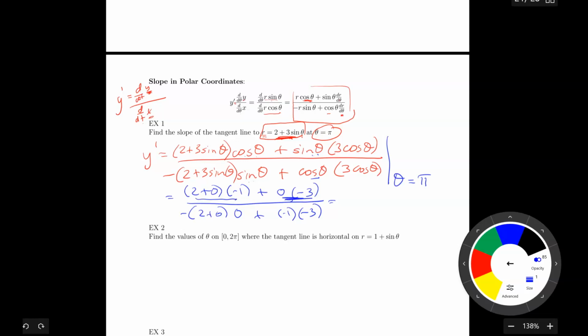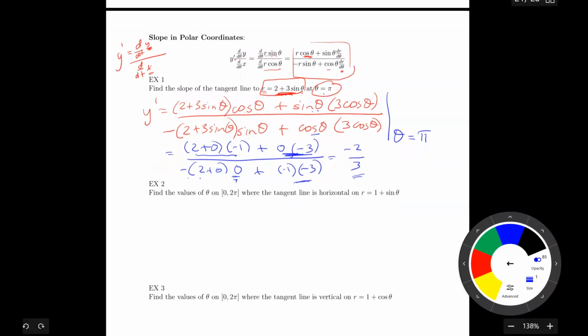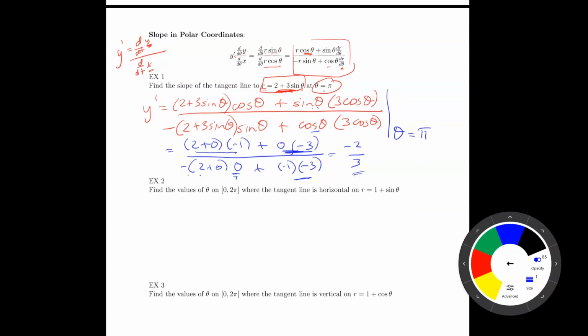This here gives me a negative 2. This gives me a negative 2. Oh, but it's times 0, right? And then this gives me a positive 3. There it is. So the slope of the tangent line to this graph at theta equals pi is this. So we can draw tangent lines in polar coordinates.